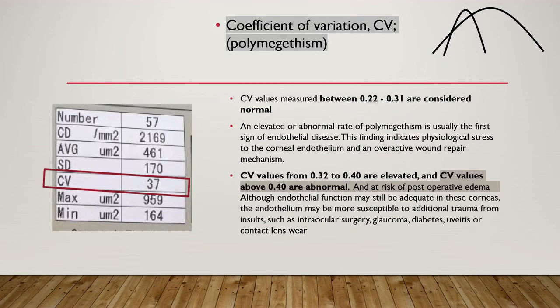Coefficient of variation, normally, when it is measured, is between 22 to 31%. But with values higher than 40%, the patient is at risk of developing corneal edema.